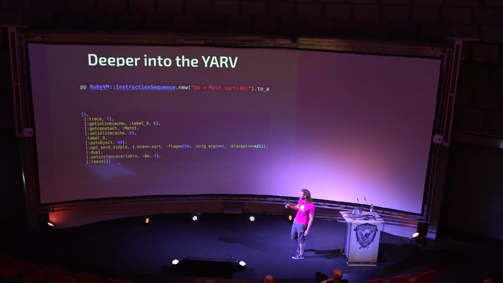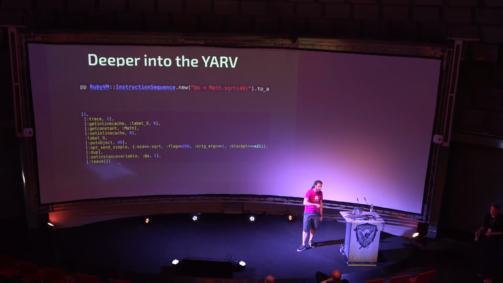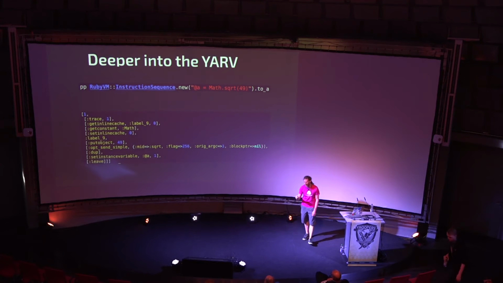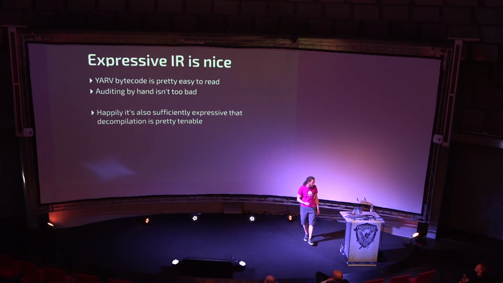As a human being, you can read through this and roughly work out what you would translate this back into in source, right? I load the math constant. I send a simple method to it called square root. I dupe the original variable because Ruby has this neat property where whatever you do, you always leave the last result on the stack. And so what it's doing is duplicating this result so that it can both store it in the A instance variable as well as in the return register for whatever this returns to. And then it leaves the frame. It's pretty simple. And that's really cool, right?